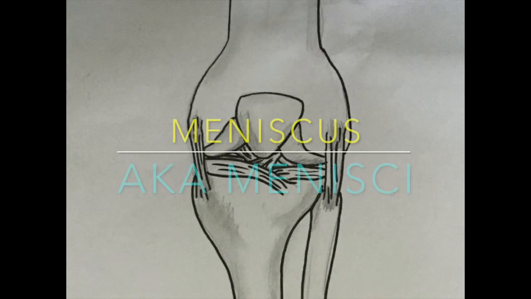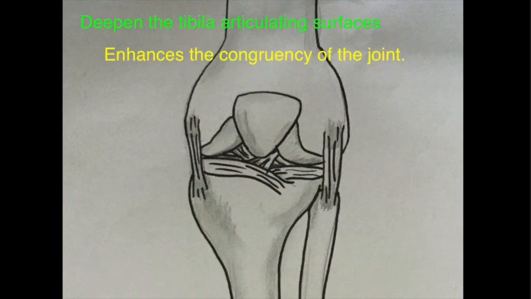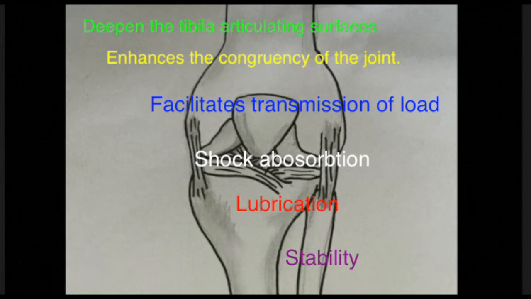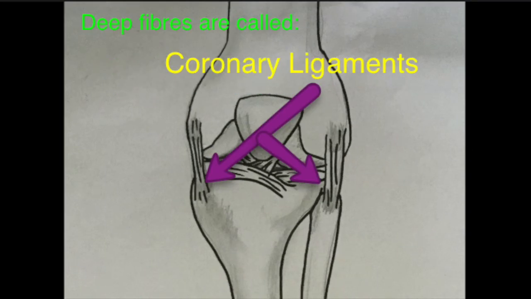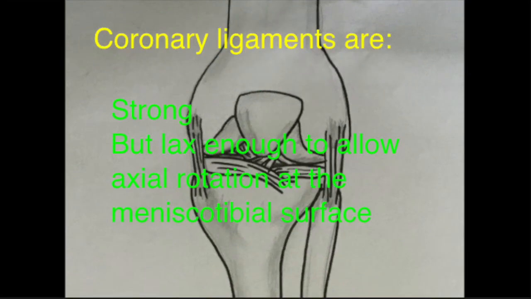So let's go back to the meniscus. These menisci deepen the tibia articulating surfaces and enhance the congruency around the joint. The menisci facilitate transmission of load, shock absorption, lubrication, and stability of the knee joint. On the peripheral edges of each meniscus, deep fibers are attached, securing the meniscus to the edge of the tibial condyles. These fibers are called the coronary ligaments. These ligaments are very strong fibers, but give just enough laxity to allow axial rotation at the meniscotibial surface.